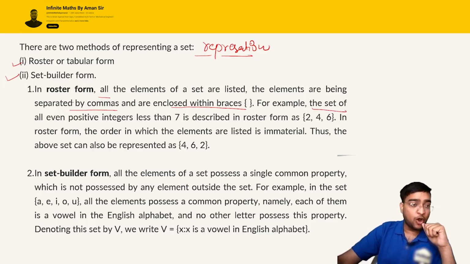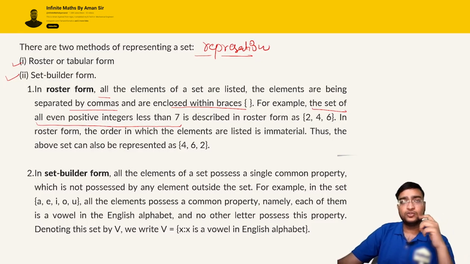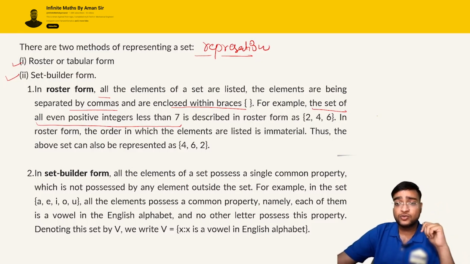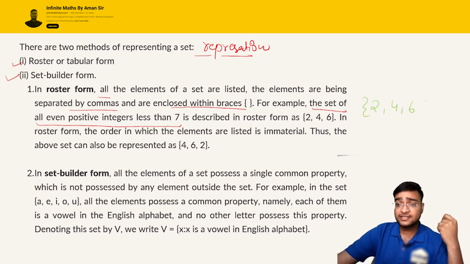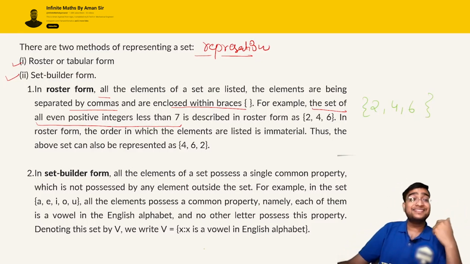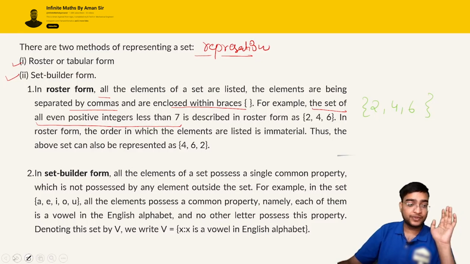The set of all positive even integers which are less than 7. So you can say this is 2, this is 4, this is 6, and these are the set of the particular condition. Okay, guys, so very simple. That is roster form, it is so simple.